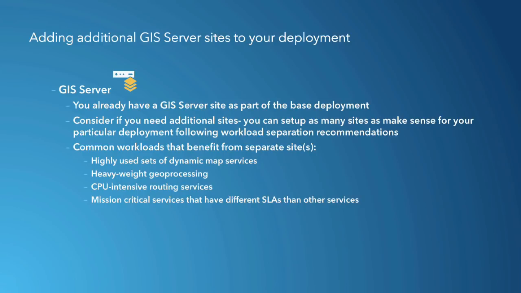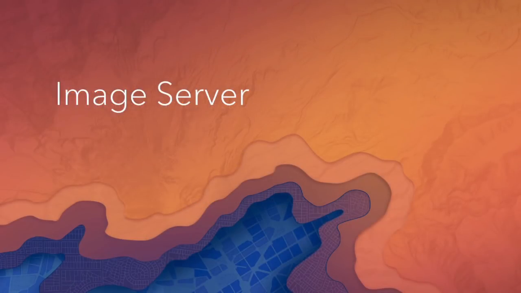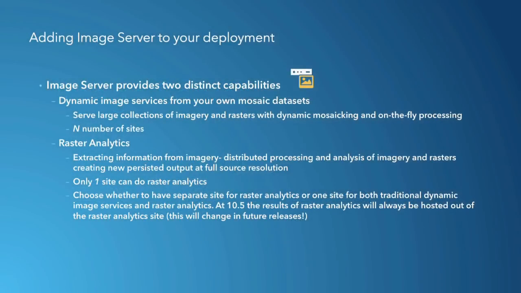But let's move on to the additional capabilities that we can add to ArcGIS Enterprise. The first one that I'll talk about is the Image Server. So first, let's talk about what Image Server is. Remember, this used to be Image Extension. Now it's Image Server. So Image Server does everything that the Image Extension did in the past.